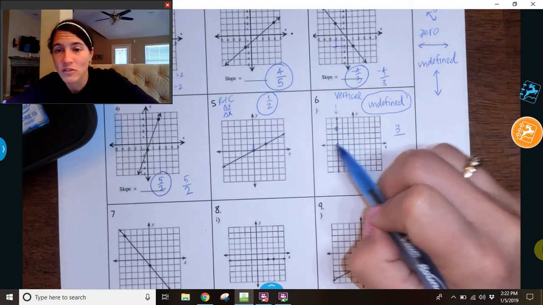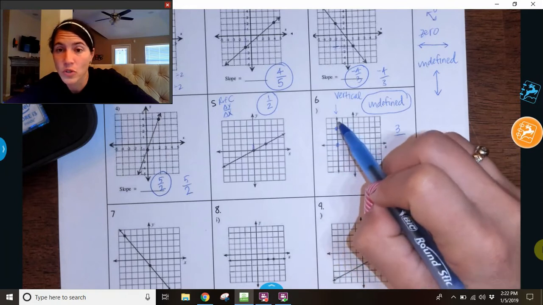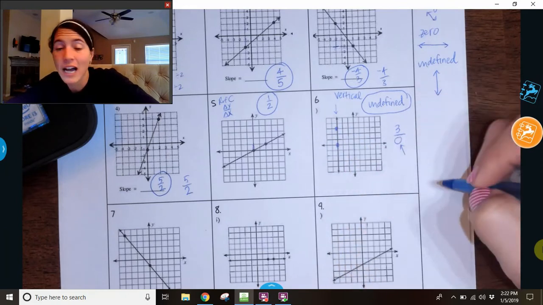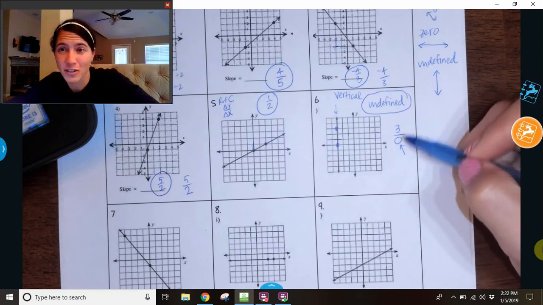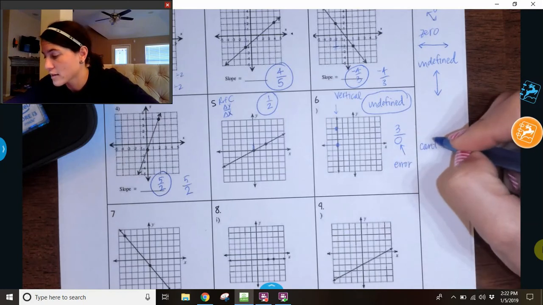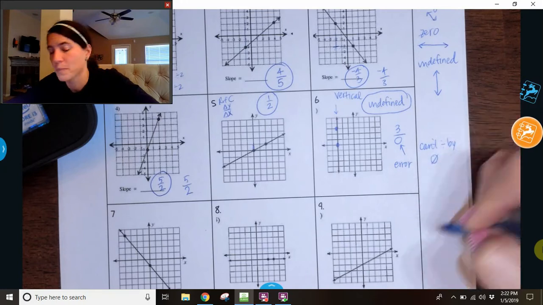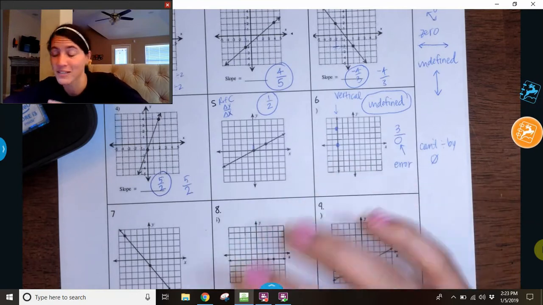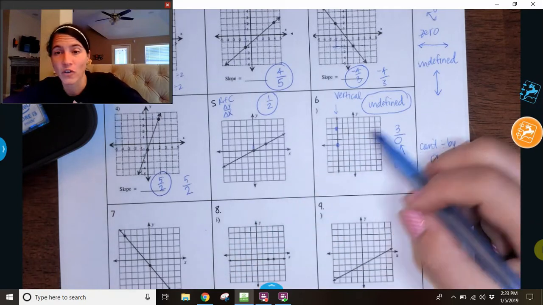How much did it change left or right? What would our run be? We rose 3, but did we go left or right? And the answer is no. You cannot divide by 0. If we type this in our calculator, it's going to tell us an error because you can't divide by 0. So that's why it's undefined. It's undefined because it has no lateral change. It has no x value that changed. So a vertical line is undefined.